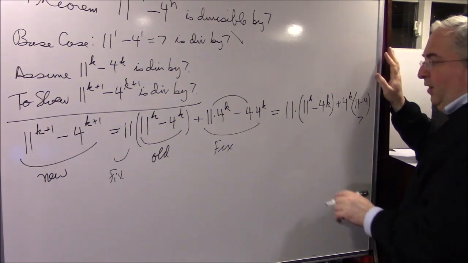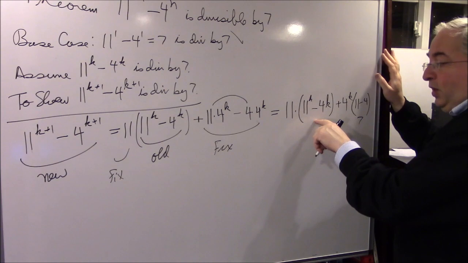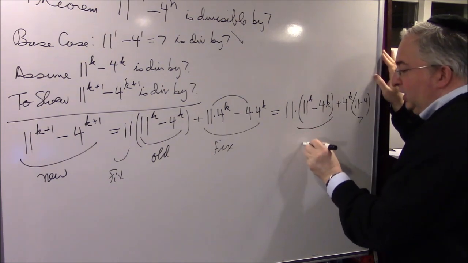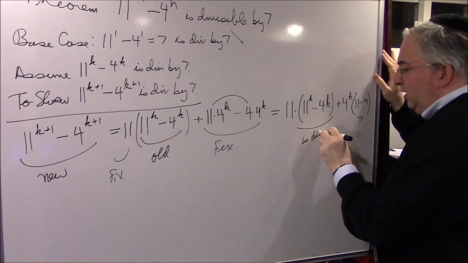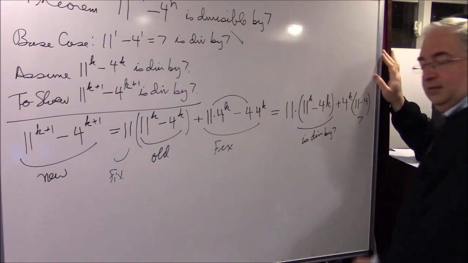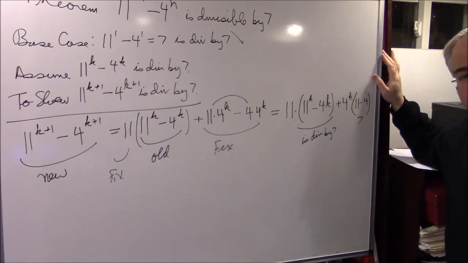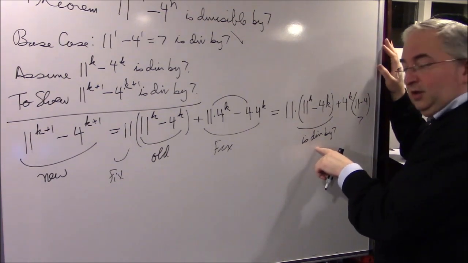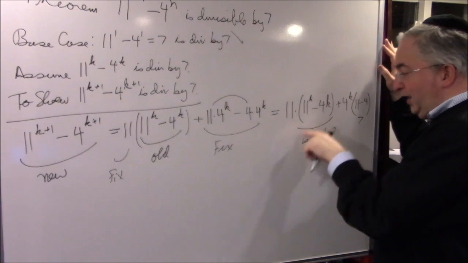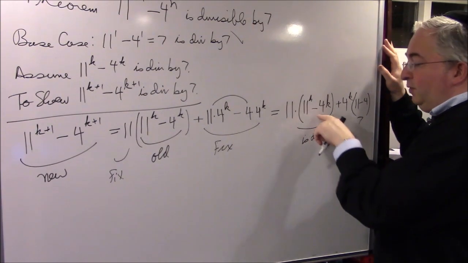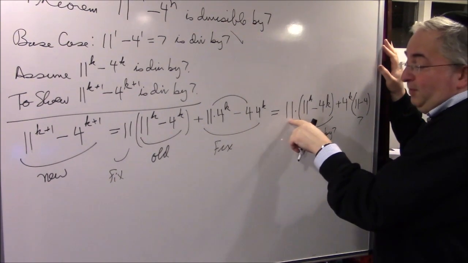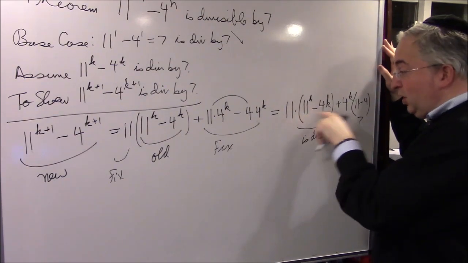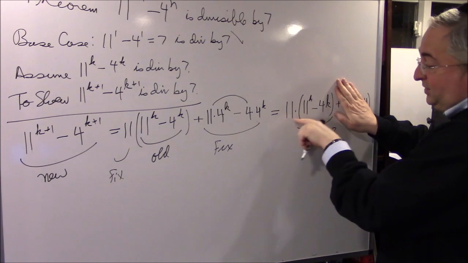Okay? Now, great. What do we know about this? I didn't use my assumption of this. This is divisible by 7. What does it mean divisible by 7? That means if I factored out all the numbers, there would be a 7 in there. Now, if I factored out all the numbers here, there would be a 7 over here. And if I multiply by 11, there'd be a 7 over there too. So this whole thing is divisible by 7.